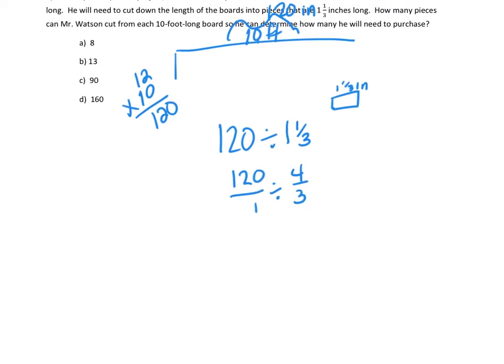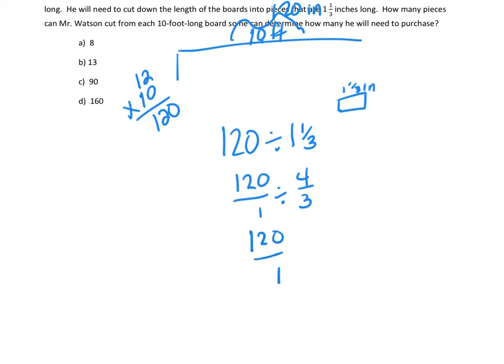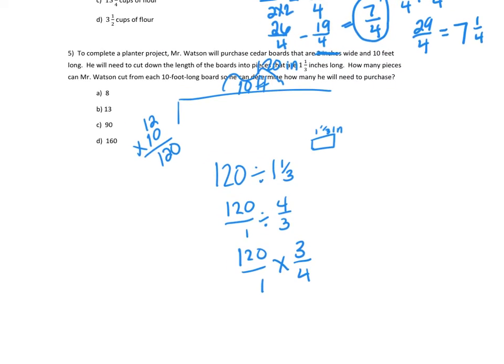And then we're going to keep, change, flip. I'm going to simplify for everybody's needs. Okay, I'm going to say this is divisible by 4 and this is, so it's 30. And that makes it a little bit simpler. 30 times 3 is 90 over 1. And then the answer is 90. Okay?